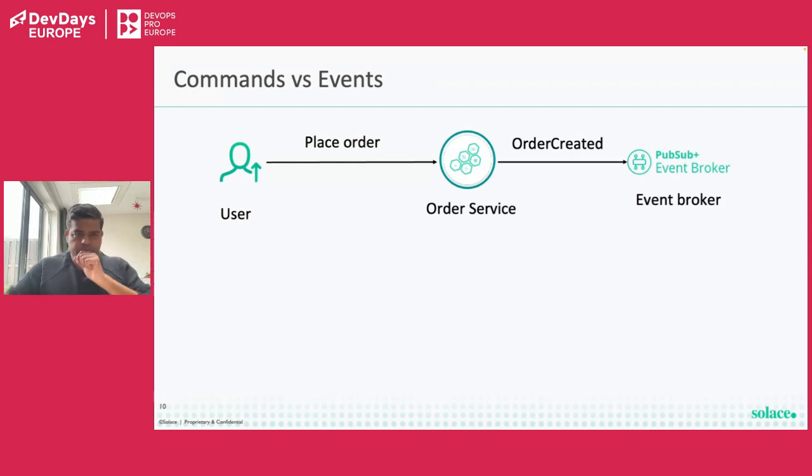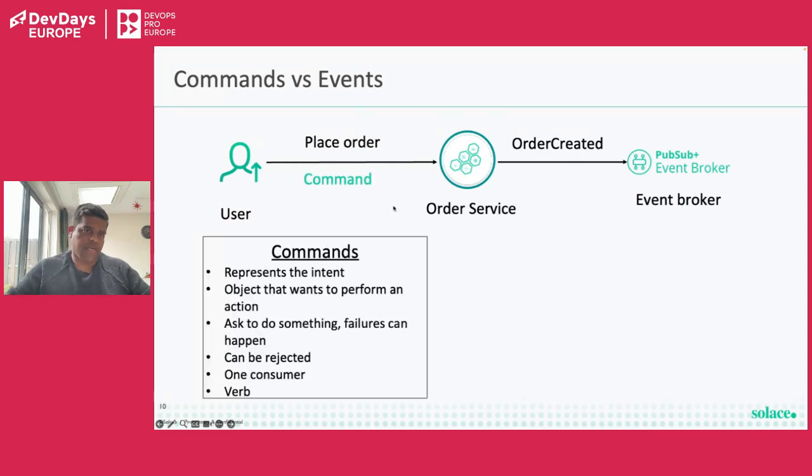Now, let's take this example where you have a user, he or she, placing an order, and that order is getting sent to an order service. So there's what is called a place order, right? This is a command. So what exactly is a command then?